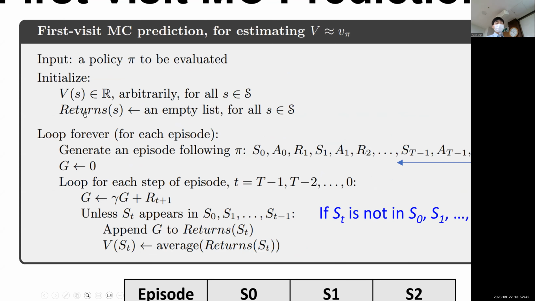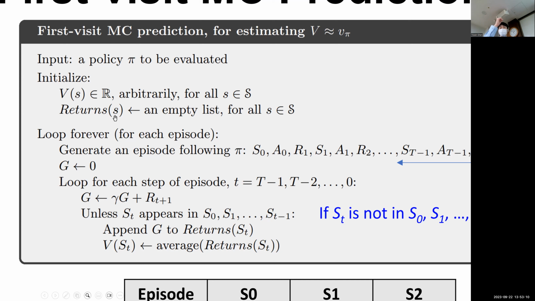From the beginning, you have a policy to be evaluated. We are not sure this policy is good or not. Initially the policy is a dominant policy. Then initialize the state value. If you consider a grid world, initialize it with any number. Sometimes we just give 0. Returns is a list, an empty list.